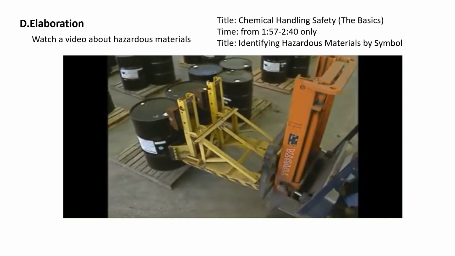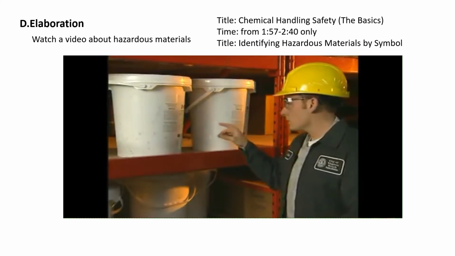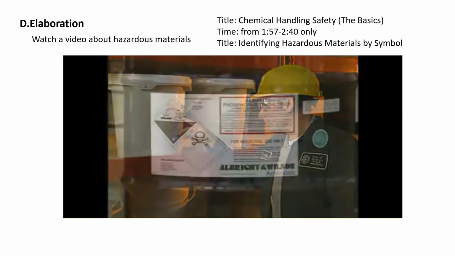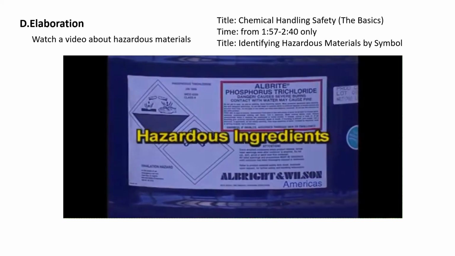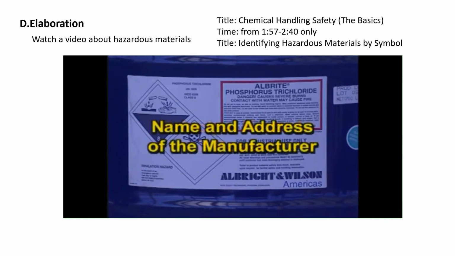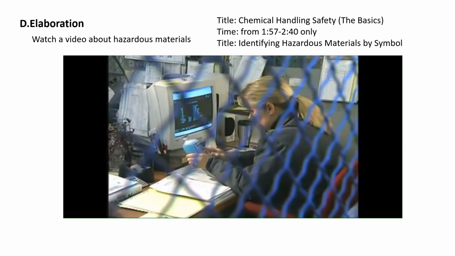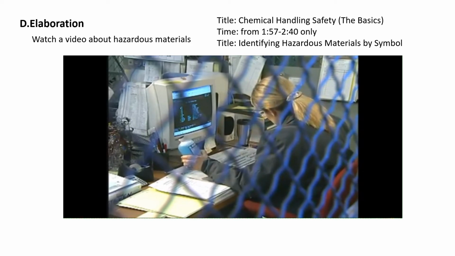Each chemical that arrives in your facility must have accurate labels containing specific information. Read the label to discover a chemical's hazardous ingredients, the principal hazard it poses, and the name and address of the manufacturer, who can provide further information. In addition, the label provides the Chemical Abstract Service, or CAS number. Use this number when looking up information about the chemical on a computer.